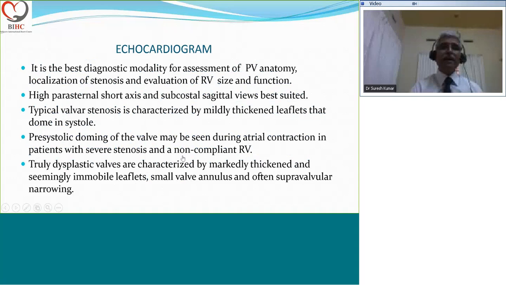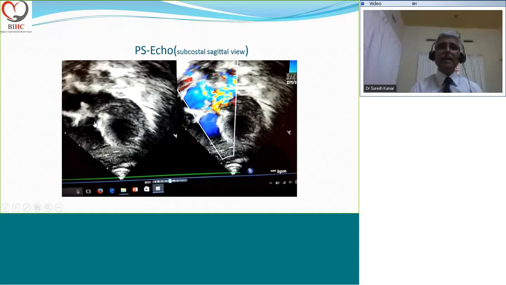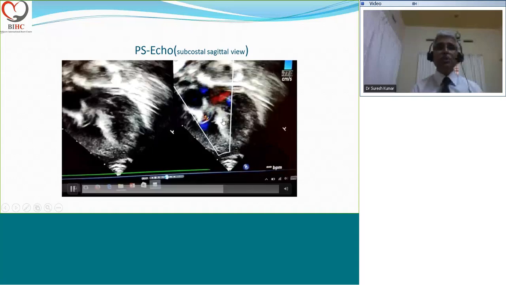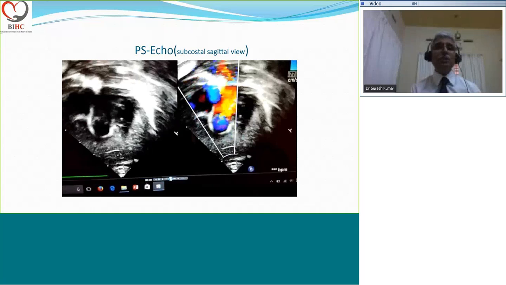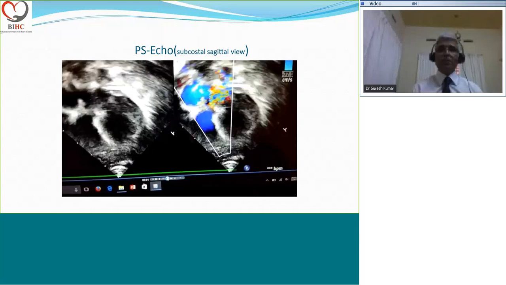There is the valve which is doming, and the color flow through the apex of the doming valve shows that you are dealing with a severe stenosis because the jet width is very small. So this is a subcostal sagittal view which shows the doming pulmonary valve and the color flow Doppler showing the flow across it.